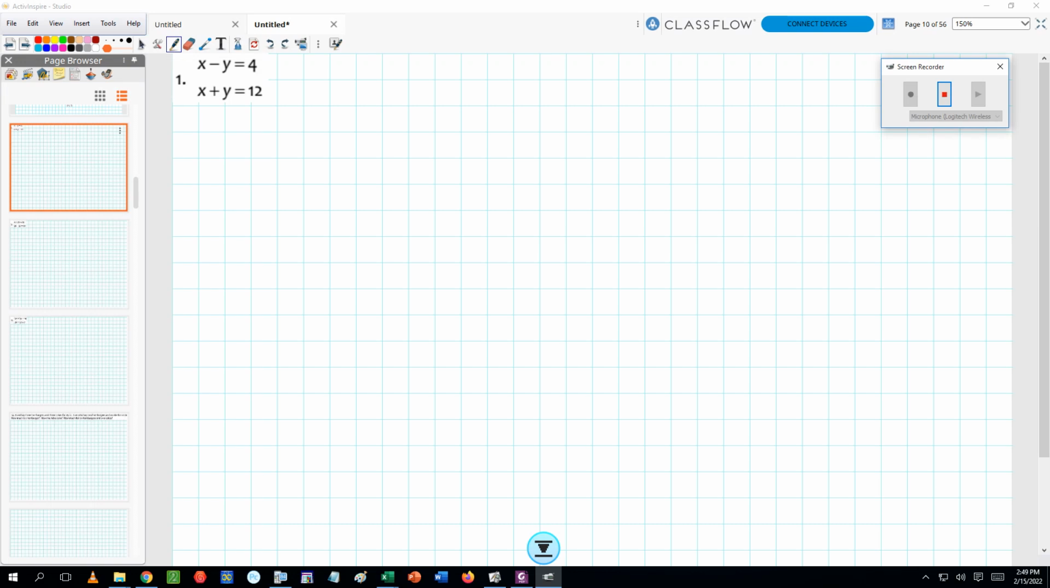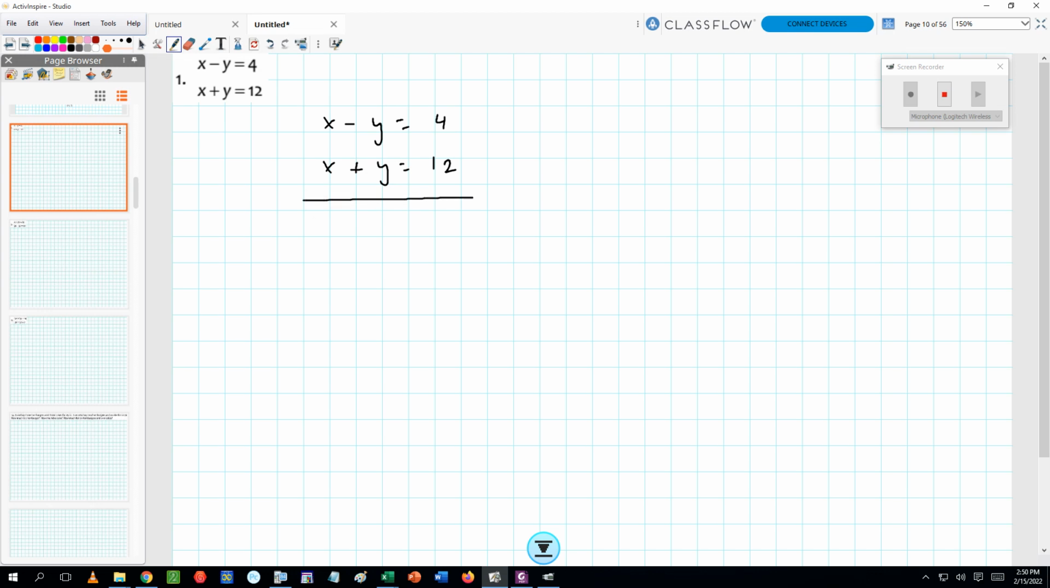Let's make a video. We're going to solve these 4 problems using the addition method. Addition method is where we try to eliminate one of the variables. Maybe we have to do a little prep work, maybe we don't. This problem is ideal for the addition method.